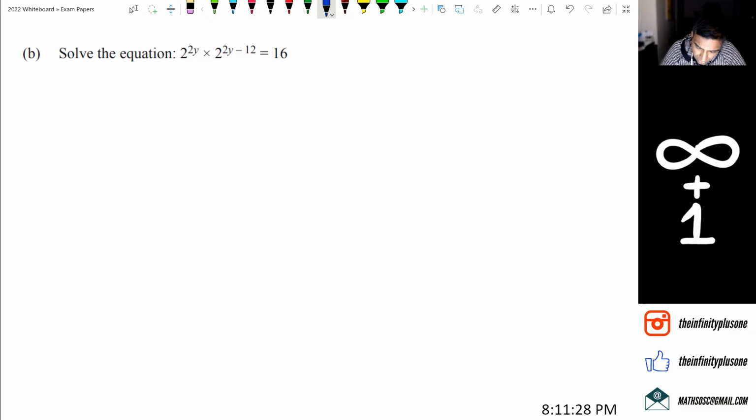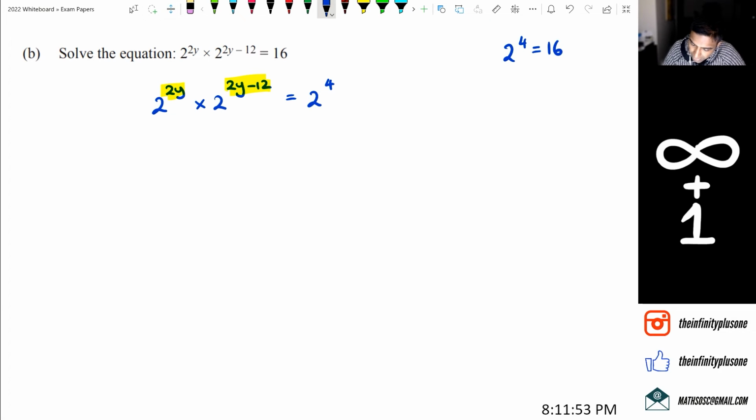So with question B, as I said before, what you want to be doing is rewriting 16 as 2 to the power of 4. So we're going to rewrite this as 2 to the power of 2y multiplied by 2 to the power of 2y minus 12 equals 16, which is written as 2 to the power of 4. Now, before we get rid of the base, we've got to combine the powers on the left-hand side.